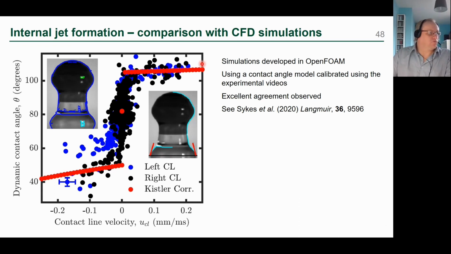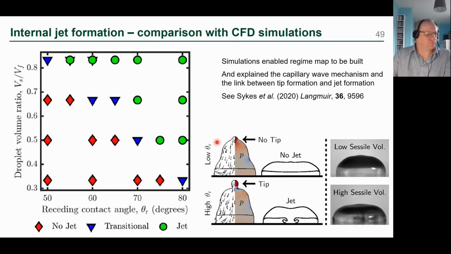So that was using OpenFOAM. There was a contact angle model in there as well. You can read about that in Tom's paper if you want to read more about that. And he also created a regime map. This one is in terms of the receding contact angle and the droplet volume ratio, and found conditions where you get no jet, or you get a jet, or you get some sort of transitional behavior in between. And he got good agreement between his CFD and the experiments.